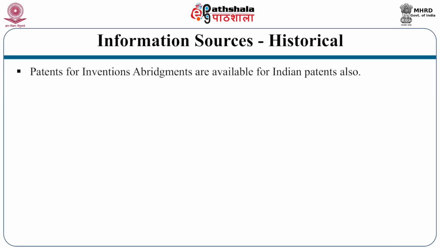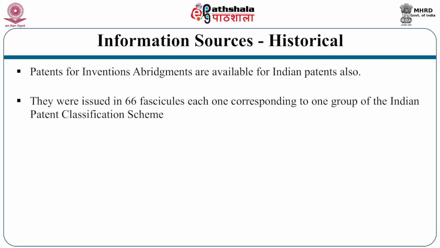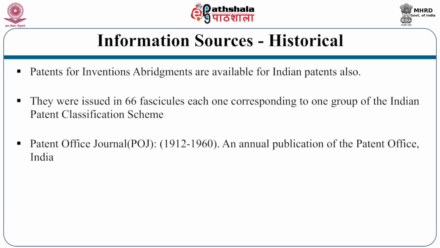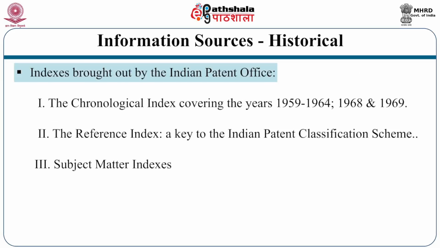We have Patents for Inventions, Abridgments in India also, where they were issued in 66 fascicules, and each one corresponded to one group of the Indian patent classification. Then we had the Patent Office Journal from 1912 to 1960. Then indexes were brought out by the Patent Office covering the years 59 to 64, 68 and 69, which covered the subject matter index, reference index, chronological indexes, and so on.